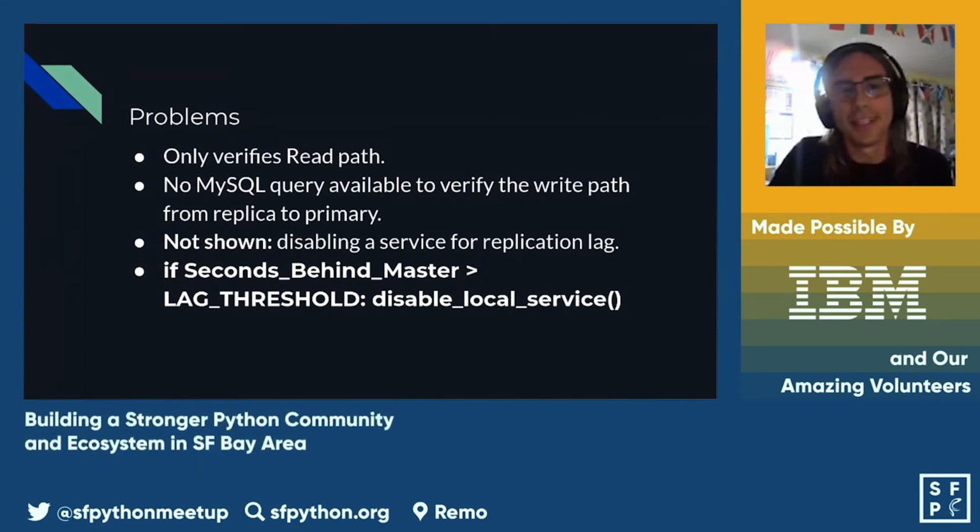Also note, I didn't show the process to disable a replica in the previous script, but it's pretty simple. If the replica is offline or seconds behind master exceeds our threshold for latency, we disable the replica from the primary. Our failover system should ensure that a primary is online to perform that operation.